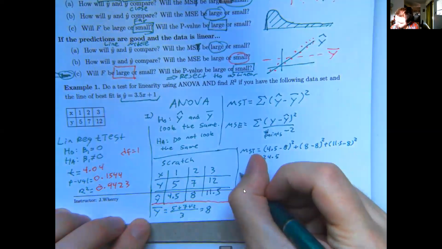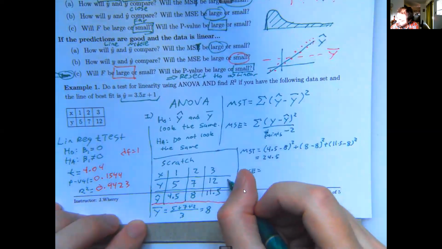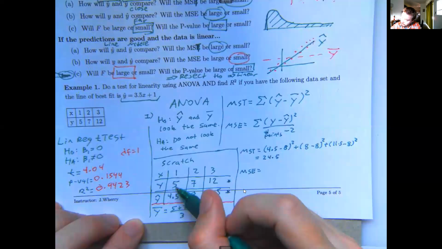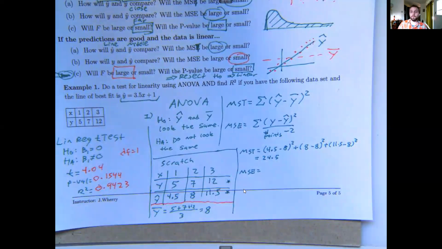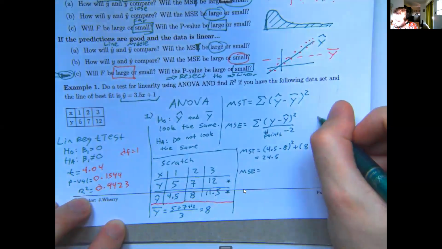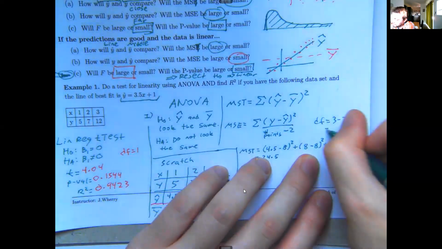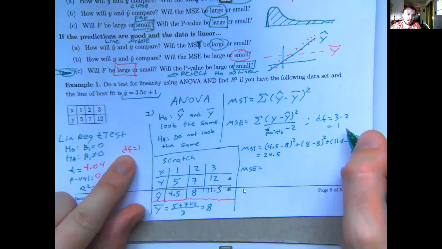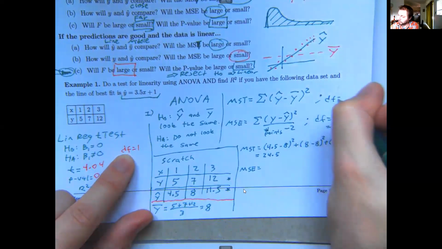MSE. This is how much error I have between my values and my predictions. And I can see I have an error of 0.5, an error of 1, and an error of 0.5. So I'm really looking at all of those errors squared. And my degree of freedom for this thing is going to be the number of points, in this case 3, minus 2, gives me a degree of freedom of 1. And this matches up with my degree of freedom for my linear regression t-test, and it always will. The first one always will have a degree of freedom of 1.